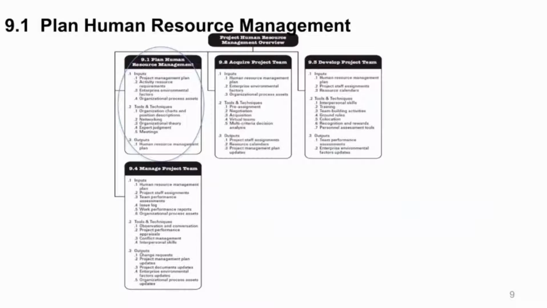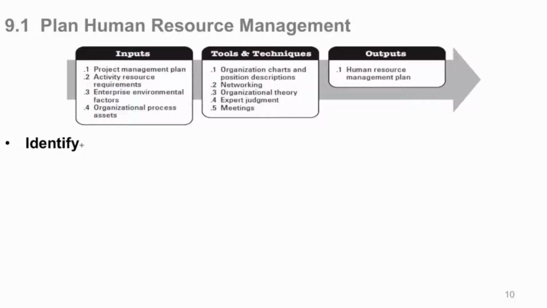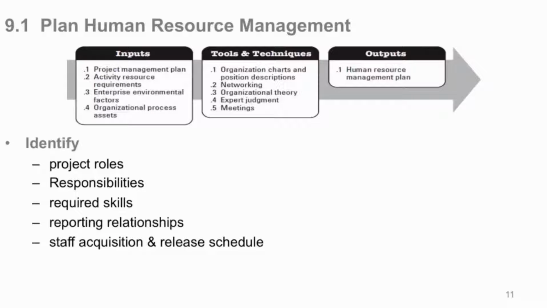So the first one here is creating our human resource management plan. Here are our inputs, tools, techniques, and outputs. And again, here's one activity where there's a single output, the plan. What we do here, we identify project roles, responsibilities, and the required skills that we need in the plan. Reporting relationships are noted in the plan, and the staff acquisition and release schedule is in the plan, how we're going to manage it.